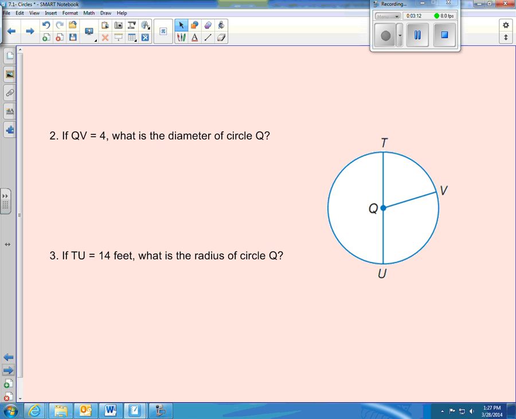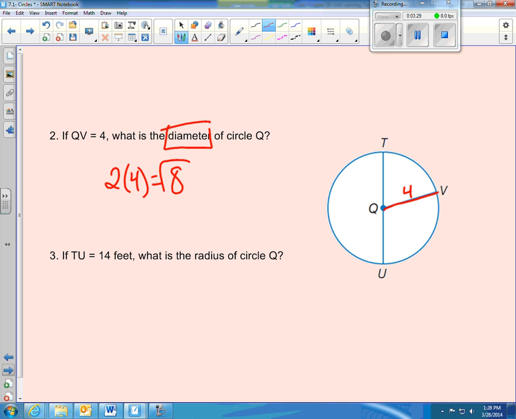All right, number 2 says, if QV equals 4, what's the diameter of circle Q? Well, QV here is a radius. Remember, the diameter is 2 radii. So we're going to take 2 times 4. So our diameter is 8.